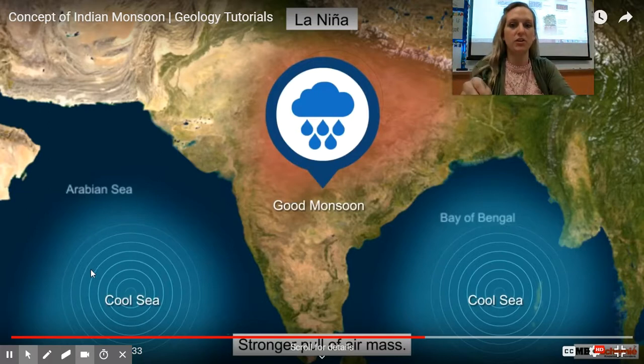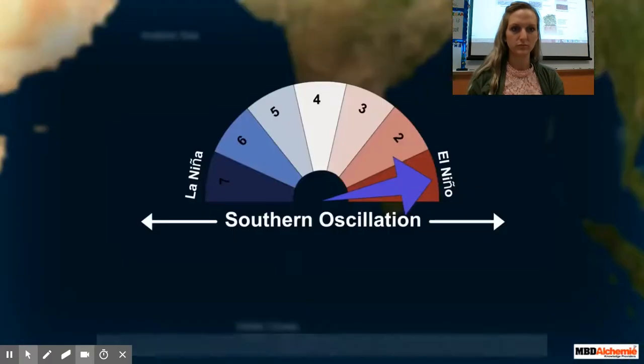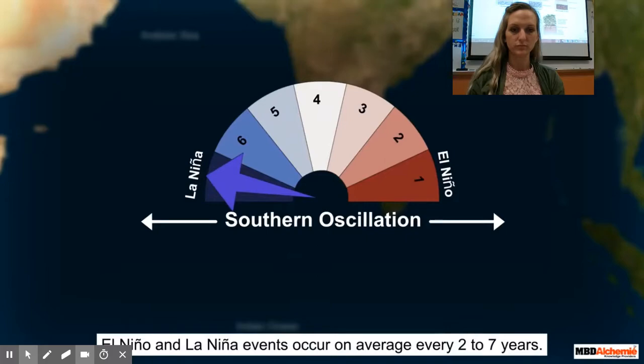So out in the sea where it's cold, you don't have that air rising. It's going to shoot it back to the land. The movement of air mass from sea to land is very intense. El Nino and La Nina events occur on average every 2 to 7 years.